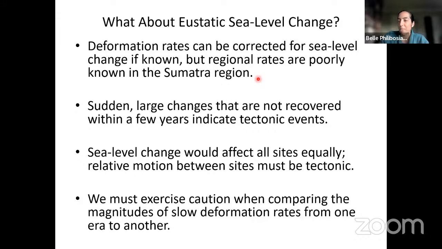However, that doesn't prevent us from making interpretations. Any sudden large changes that are not recovered within a few years pretty much have to be a tectonic event. It's not possible to get that from sea level change. And also, sea level change is a much broader process which would affect all of our sites equally. So any difference in motion between two sites in the same region has to be due to tectonics. It does mean that we need to be careful if we're comparing a deformation rate from one era to another, because in that case, there could have been different rates of sea level change between those two times.